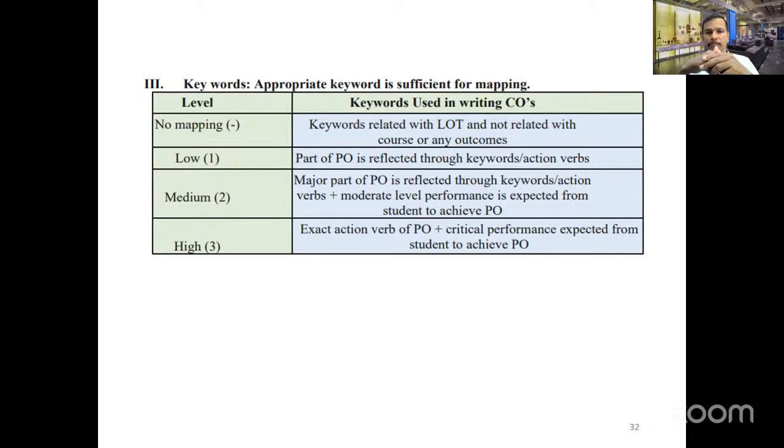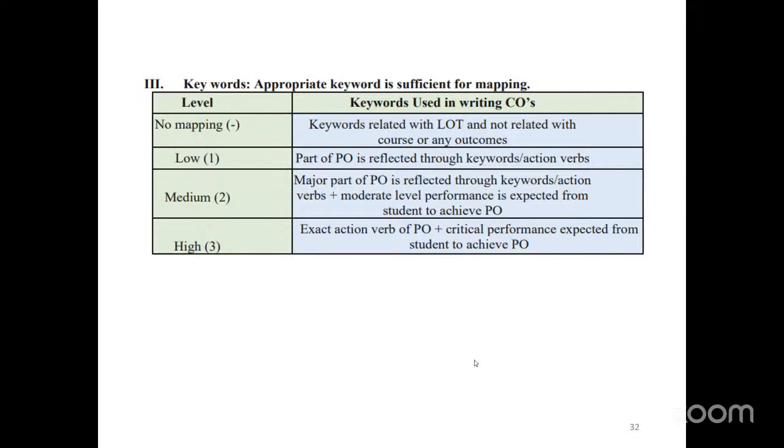That is medium. If the exact action verb in the PO and CO is matching totally, completely, but the student needs to be evaluated very critically, very critical evaluation should be done in order to assess the CO attainment, then that CO should be mapped with the PO with level 3. So these are the 3 criteria we have to be aware of for mapping of COs with POs.